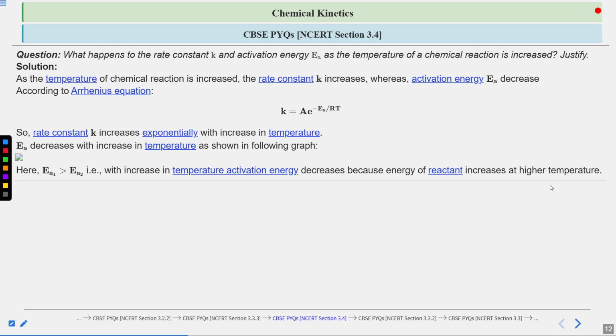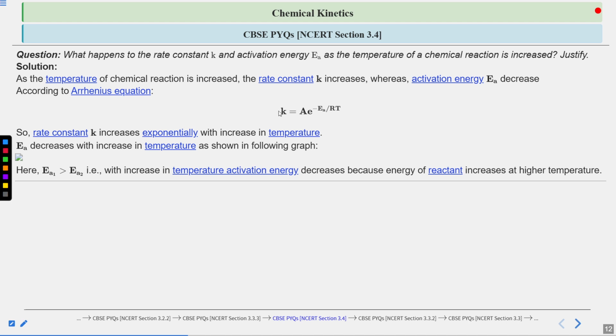If the temperature becomes higher, the reactant energy will also increase, due to which the gap between the reactant energy in the initial condition and the activated complex condition, that gap of the activation energy, will increase or decrease with the temperature increase or decrease. So that's what the graph shows. Sorry for the inconvenience, we can't show it right now.